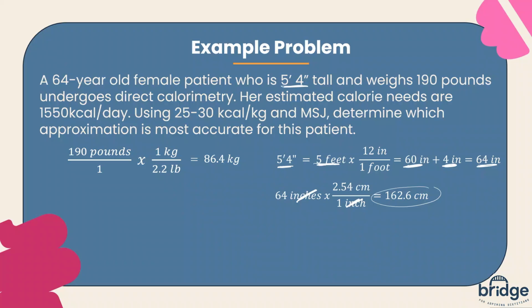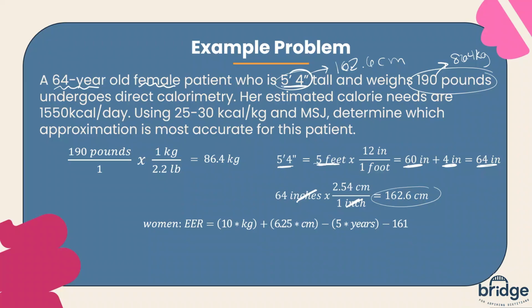Okay, so now we know that this 64-year-old female patient, who is 5 feet 4 inches tall, is actually 162.6 centimeters. And yes, she is 190 pounds, but that's 86.4 kilograms. Now we know what we need for MSJ. Have you been working on memorizing the MSJ equation? Well, if you haven't, it's time to start.